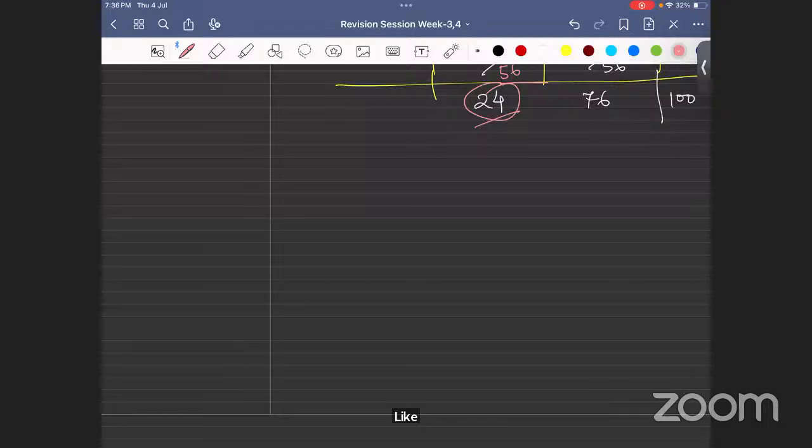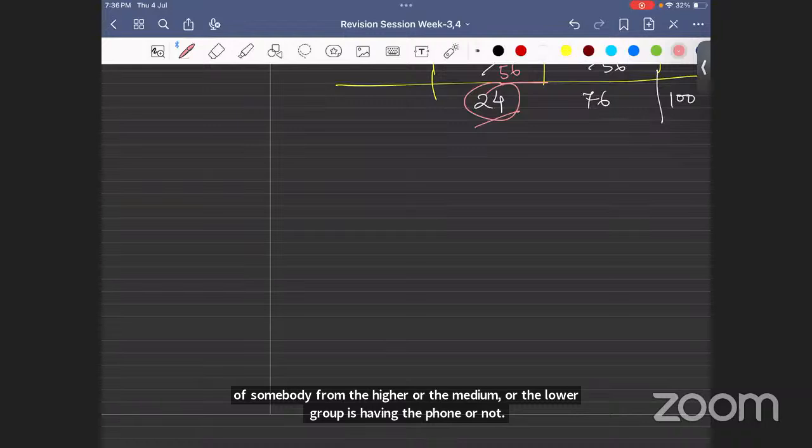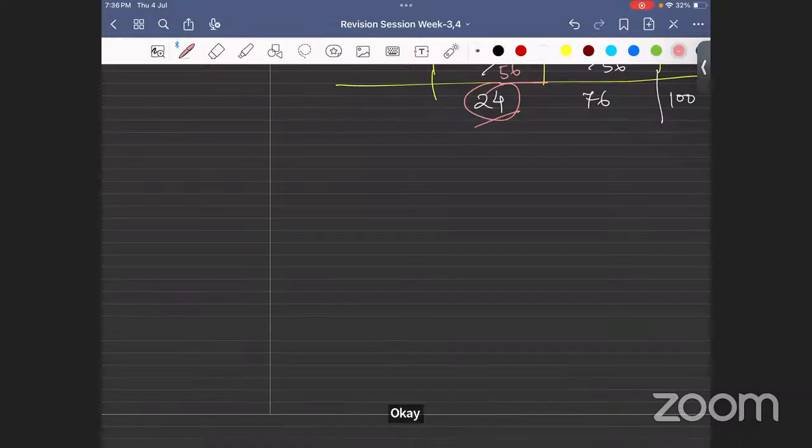There also, if you have been given the chart, you can get an idea by calculating the row frequency or the column frequency to see whether there is an association between those two or not. If the percentages that you are calculating, row frequency or column frequency, are the same, you can directly say that there is no association. But if those are different, then you can say that there is an association, or there is an impact on whether somebody from the higher, medium or lower group is having the phone or not. So you can be given this type of diagram, and then you can be asked to calculate some percentage, or asked whether there is an association between two variables or not. I guess you will be able to calculate that.